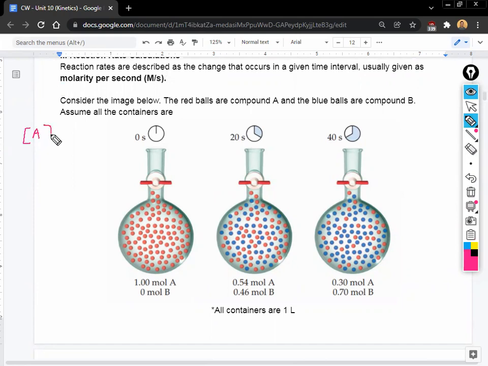So the concentration of A, does it go up or down? Yeah, the concentration of A goes down, and these brackets are kind of a shorthand of saying concentration. And then the concentration of B goes up or down? Up, yeah. Okay, so that's basically what's going on in this image. And you can tell quantitatively with the numbers, you can see that. You start with 1 mole of A, goes down to 0.54, goes down to 0.3. Start with 0, go to 0.46, go to 0.7. Okay. Easy enough to understand, right? What's going on?